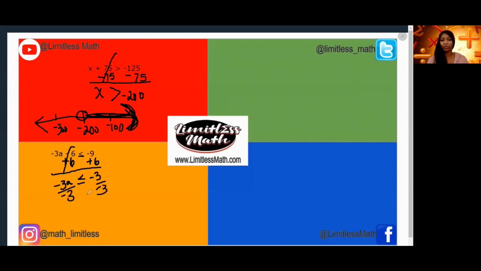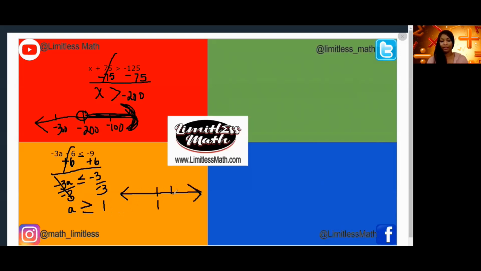And one thing we must remember when we are working with inequalities is if we multiply or divide by a negative, we do need to change the direction of the inequality sign. So we will flip that around. Negative 3 divided by negative 3 will be positive 1. That's our solution. We do want to graph it.